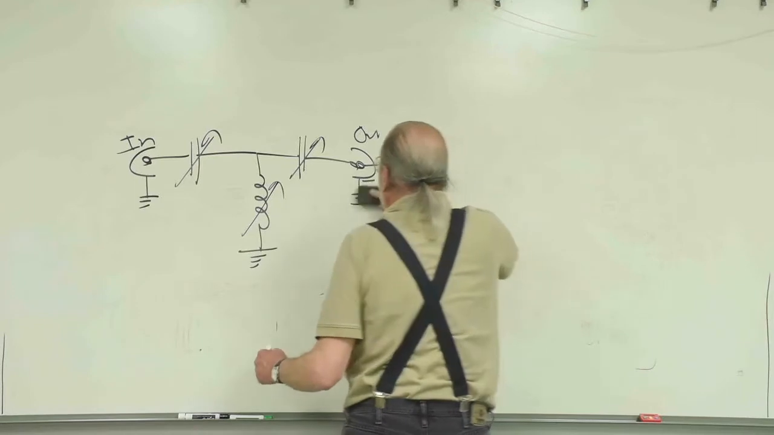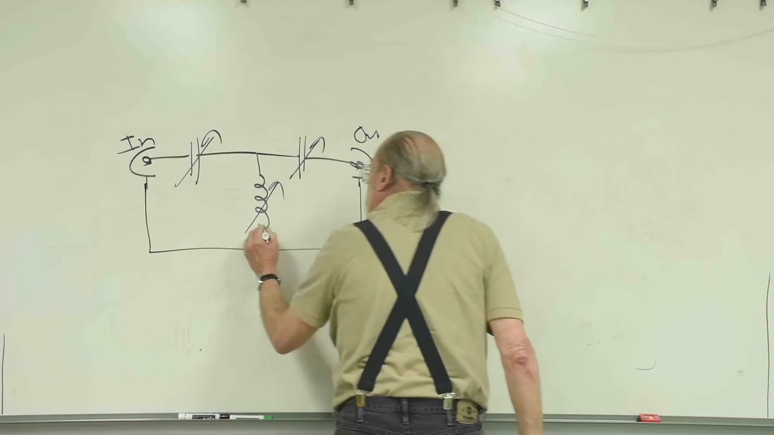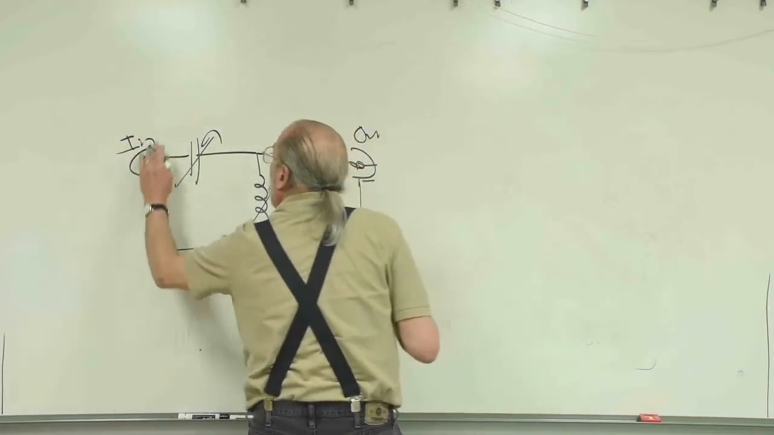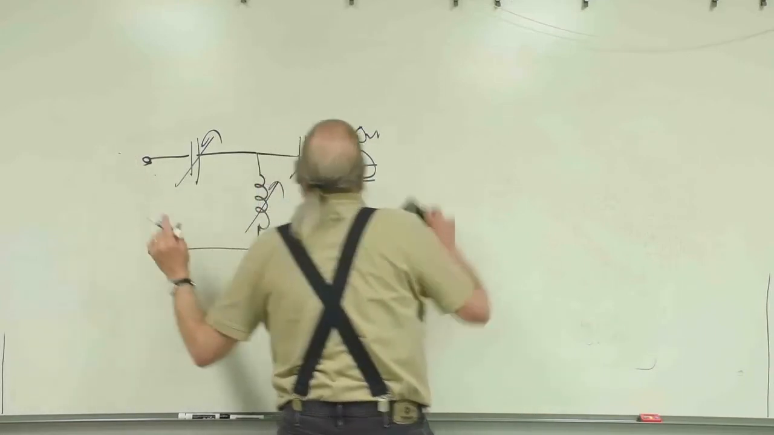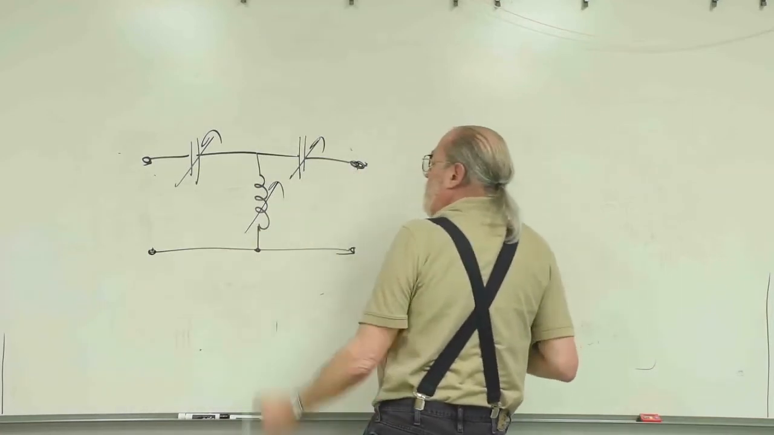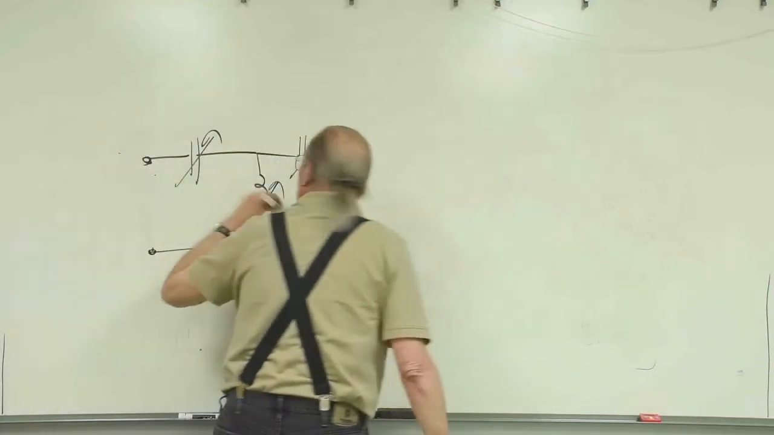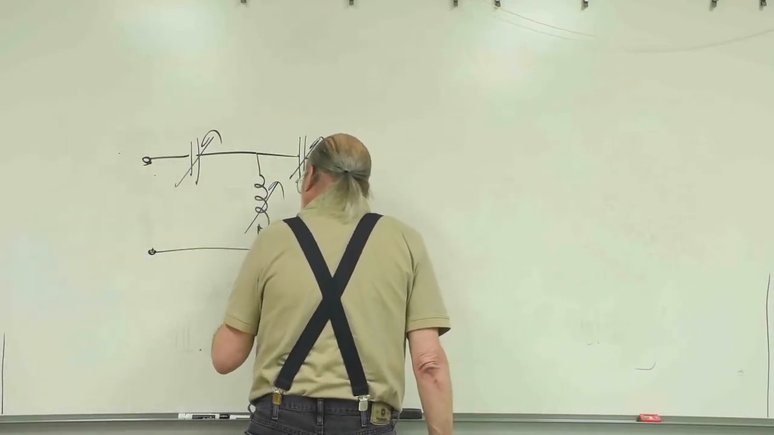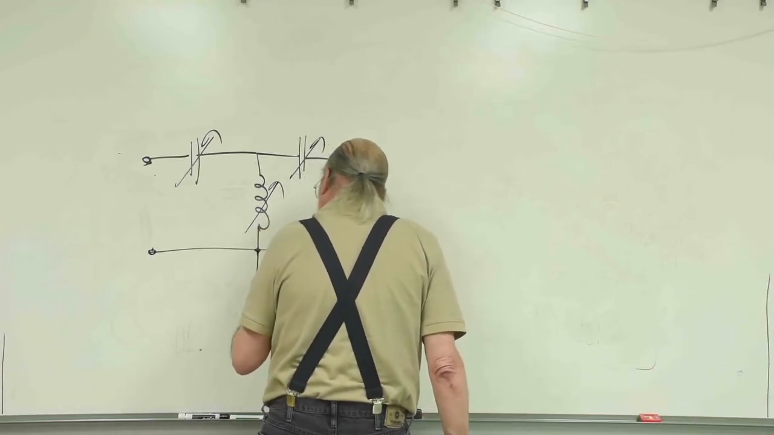First of all, they float the whole circuit. They float all of this above ground. Okay? They float it like that. The bottom of the coil is not connected to ground. And what they will do is they have a relay here and or switch. They've got a switch here.